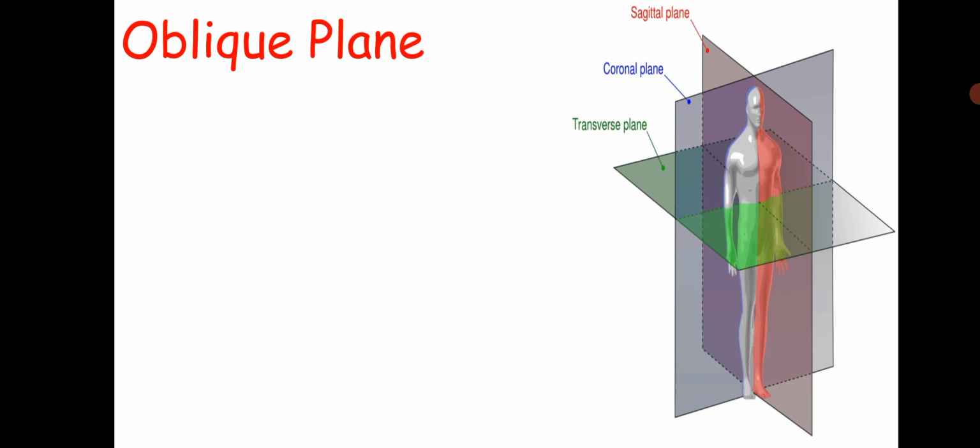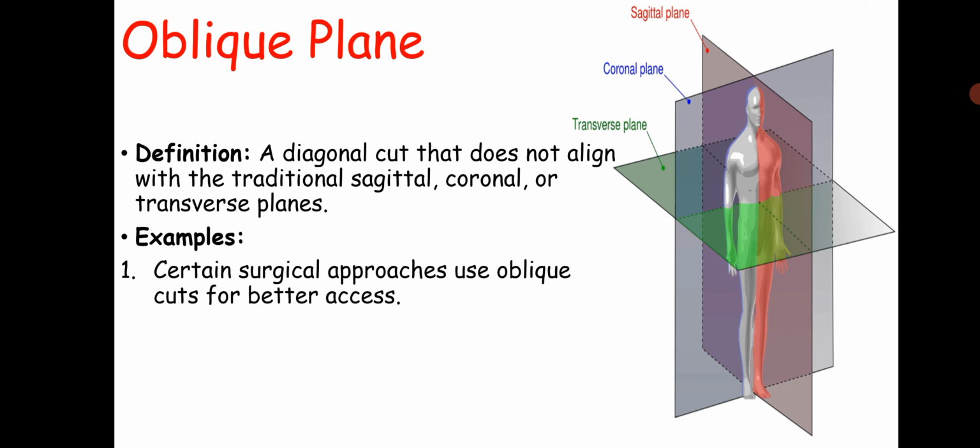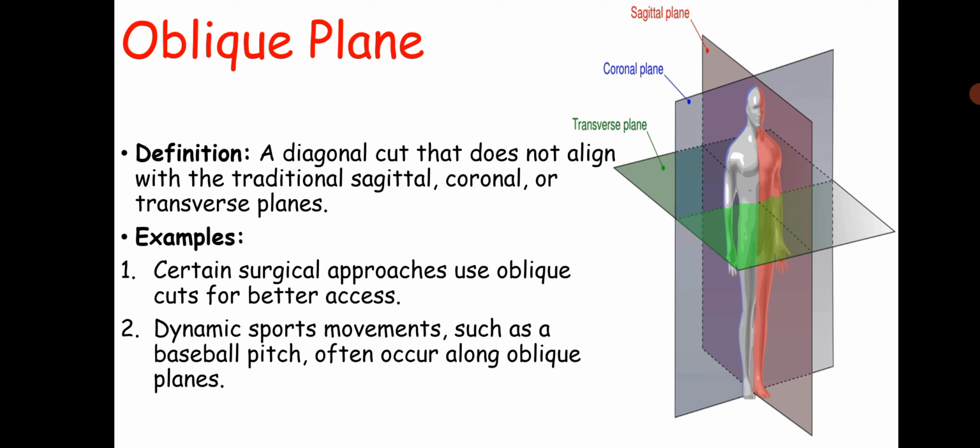Now let's talk about oblique plane, that is also called as accessory plane. It can define as a diagonal cut that does not align through the traditional sagittal, coronal or transverse plane. Its examples include certain surgical approaches that use oblique cuts for better access, and dynamic sport movements such as baseball pitch that often occur along oblique planes.